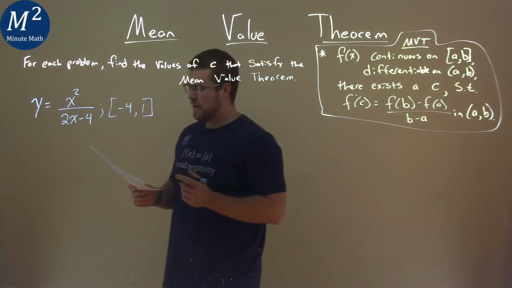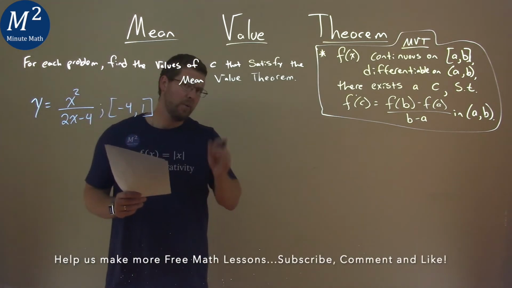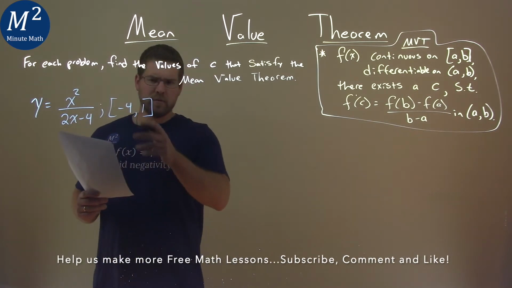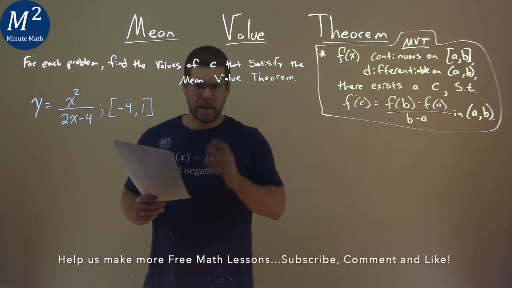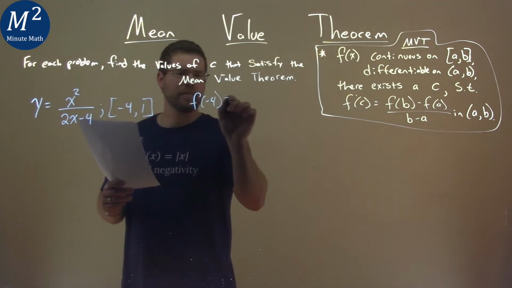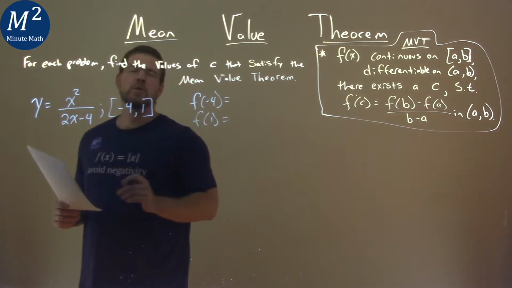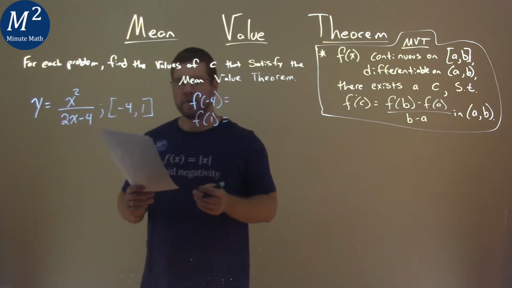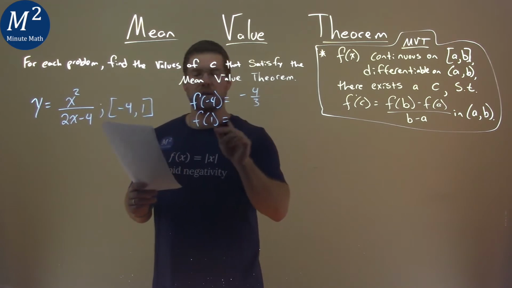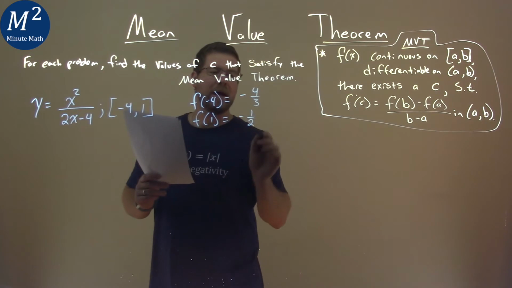I'm given this problem right here. y equals x squared over 2x minus 4, and we want to find the values of c that satisfy the mean value theorem on our interval from negative 4 to 1. Now, we want to find our f of negative 4 and our f of 1. We plug them into our original function, and I found them for you. Negative 4 in for x gets us negative 4/3. 1 in for x gets us negative 1/2.